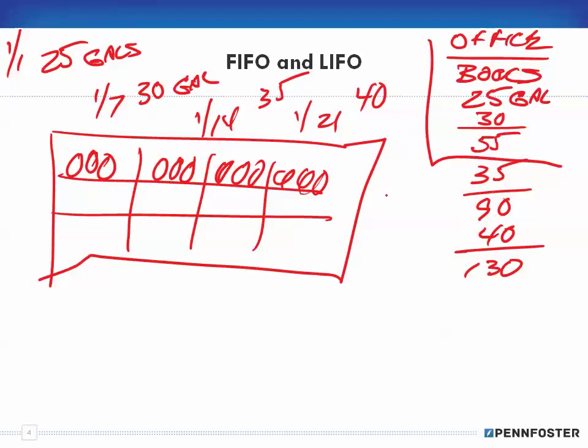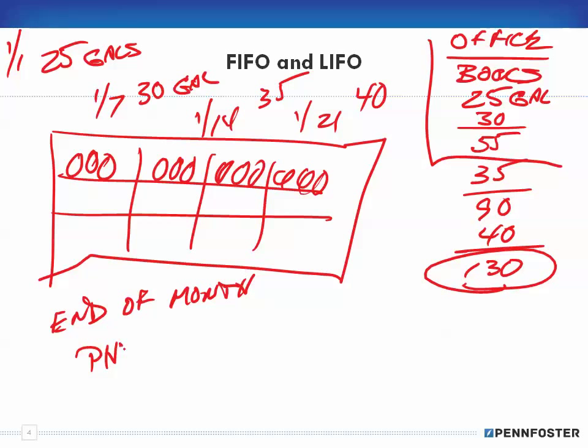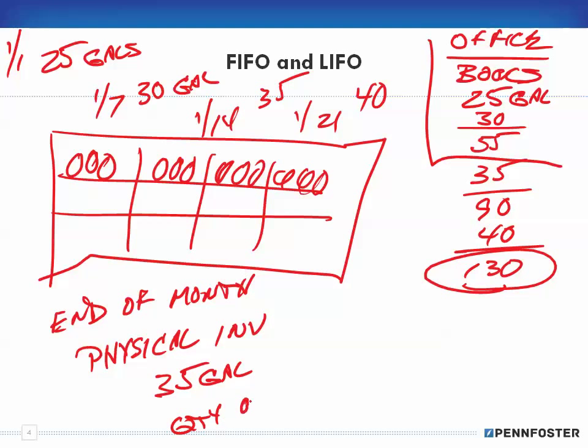But now it gets to the end of the month, all right? And you have to do a physical inventory. Because why? Your books are showing 130, but you know there's not that many in the cooler. So you do a physical inventory, and let's say when you look in the cooler, there are 35 in the cooler. 35 gallons are in the cooler. That's your quantity on hand, right?